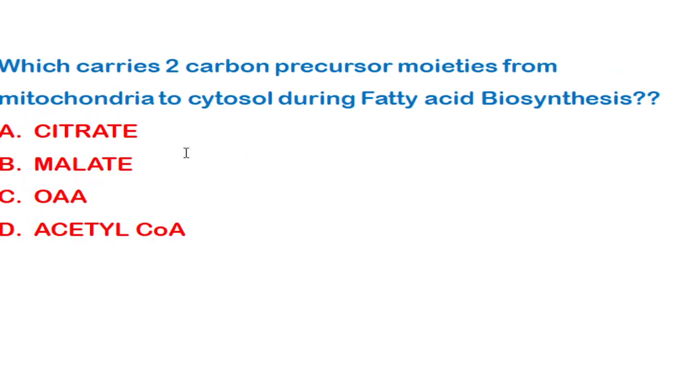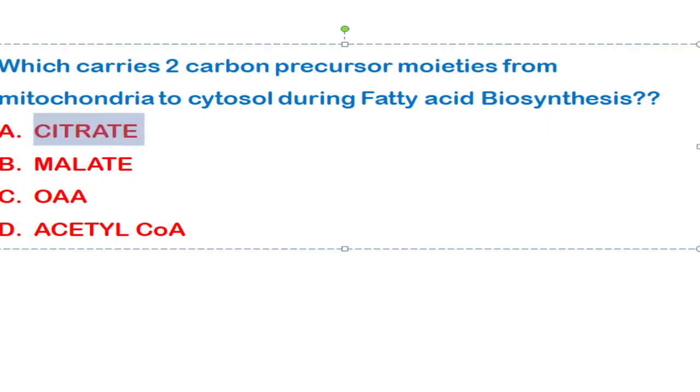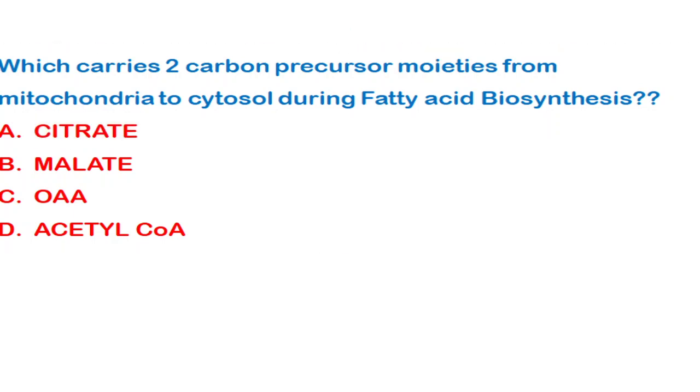centrifugation. Next: which carries a 2-carbon precursor moiety from mitochondria to cytosol during fatty acid biosynthesis? See, fatty acid biosynthesis occurs in the cytosol, so acetyl-CoA needs to be transferred from mitochondria to cytosol. Only then can it participate in fatty acid biosynthesis. The molecule carrying the acetyl-CoA is citrate. So acetyl-CoA in the form of citrate is easily transported from mitochondria to cytosol, whereas from cytosol to mitochondria, the fatty acid is carried by another molecule called carnitine.